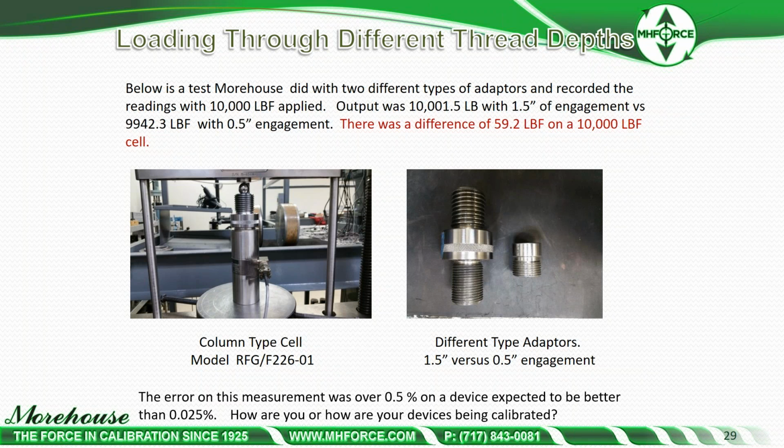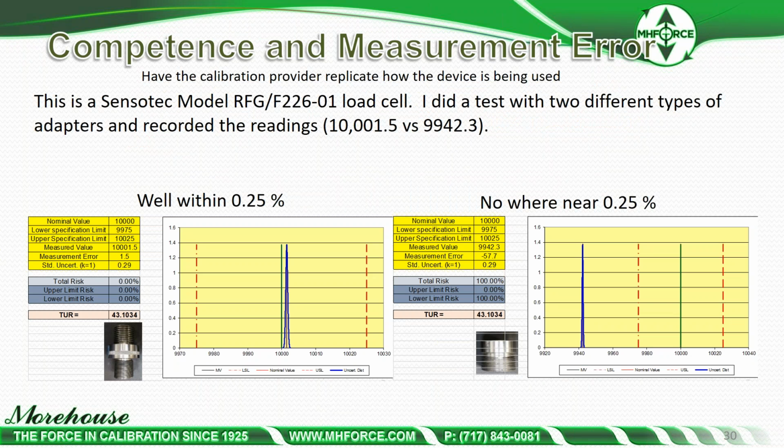So, this error measurement was over 0.5%, which is better than, how are your devices being calibrated? If we look at this, and we looked at this in more detail, this is a Sensitech load cell, two different types, and we graph it. So let's look at these graphs. The one on the left is with the right adapter. If the customer replicates that, they should be well within 0.25%. But if they switch top adapters on that load cell, they're nowhere near.